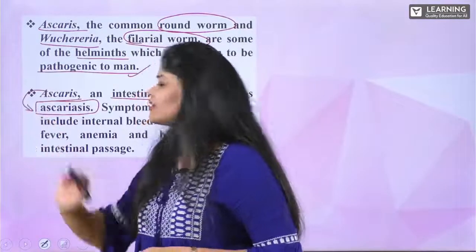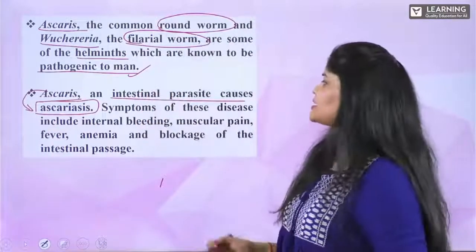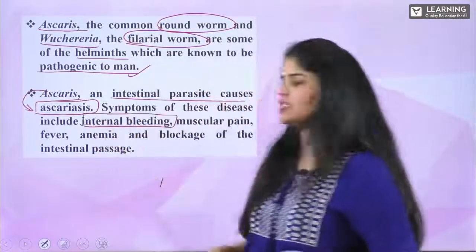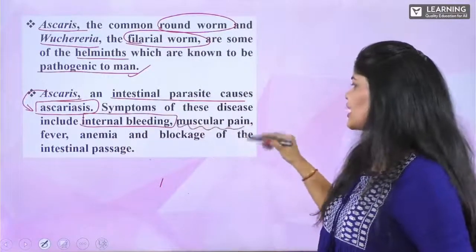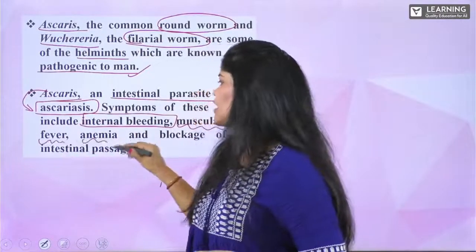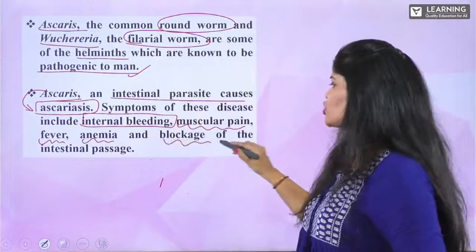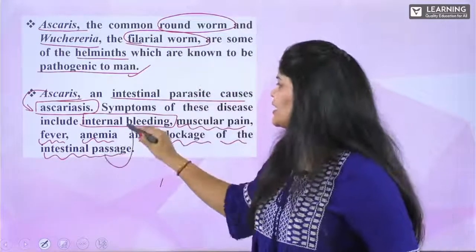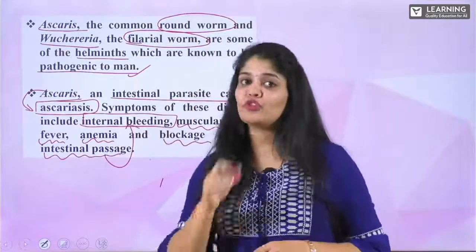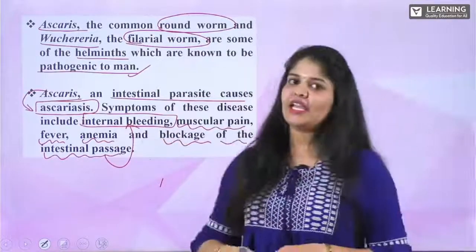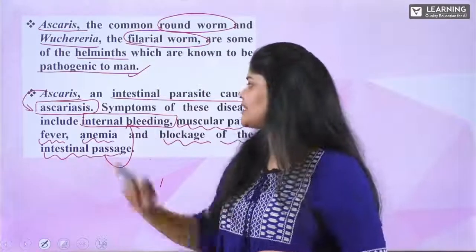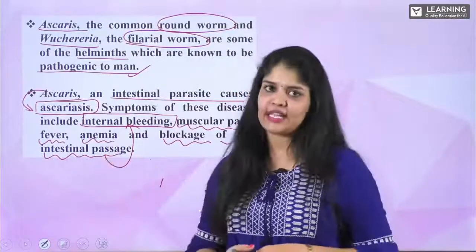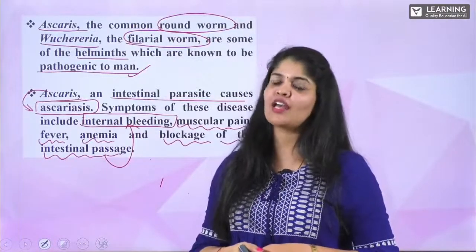Ascaris is the causative organism of the disease called ascariasis, and the symptoms of this disease include internal bleeding. This is very, very important. Internal bleeding and muscular pains, fever, anemic conditions, blockage of the intestinal passage, because it is causing internal bleeding. Therefore, it leads to the blockage of the intestinal passage. So this is the disease that is called ascariasis. Ascariasis is caused by the causative organism called Ascaris.